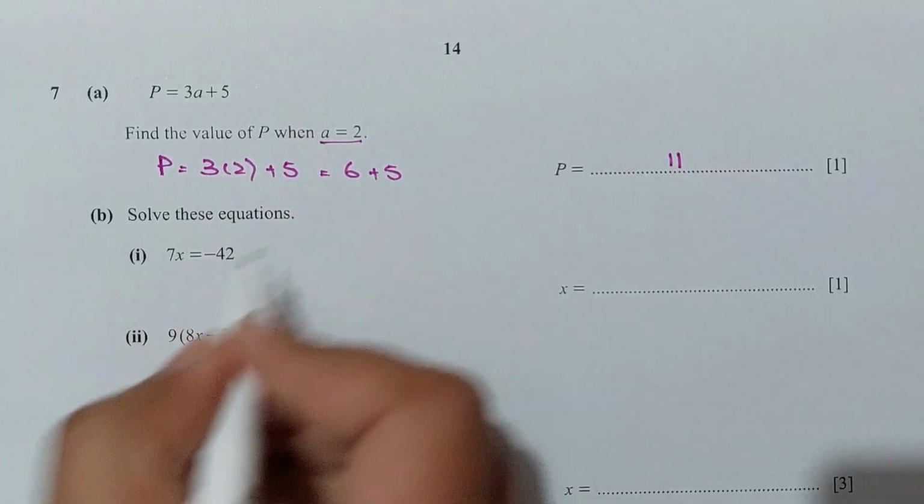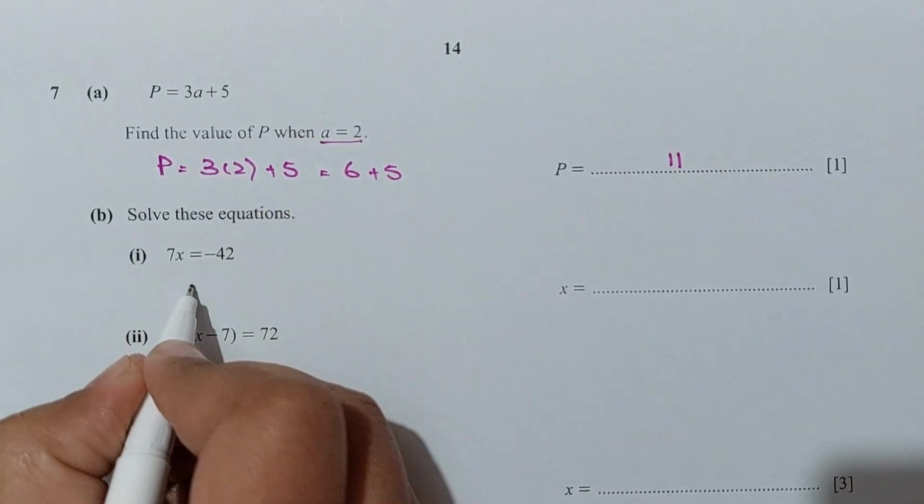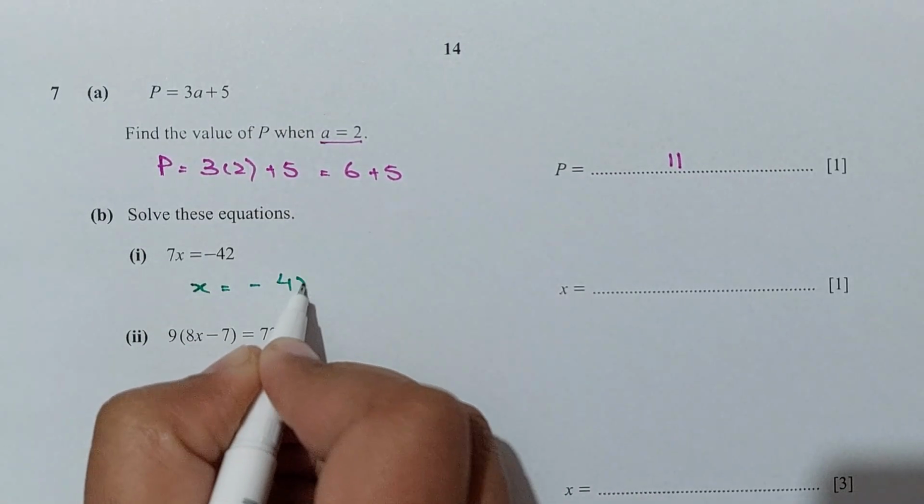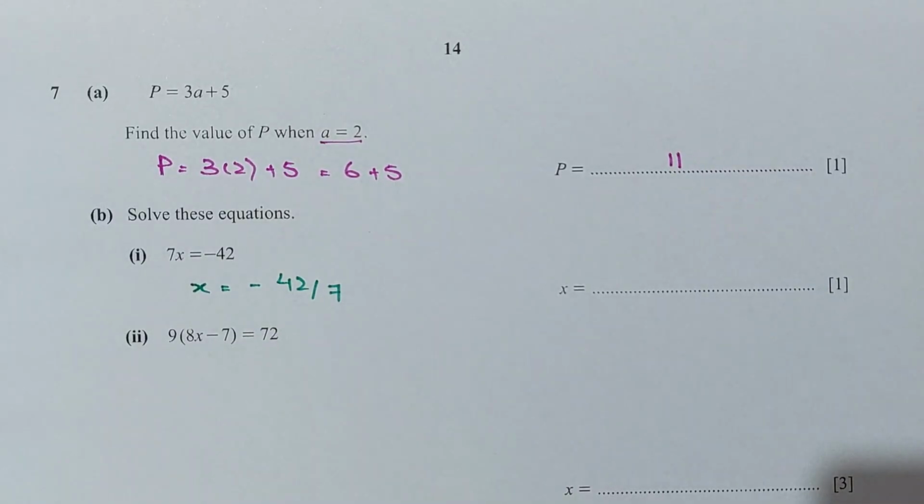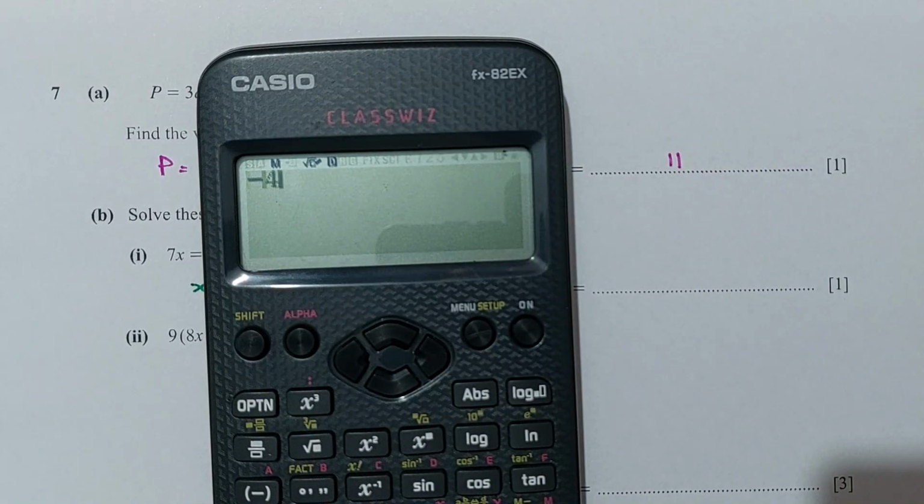Now for part B, solve these equations. Number 1, 7x equals this. What is x? x would be minus 42 over 7, which is minus 6.